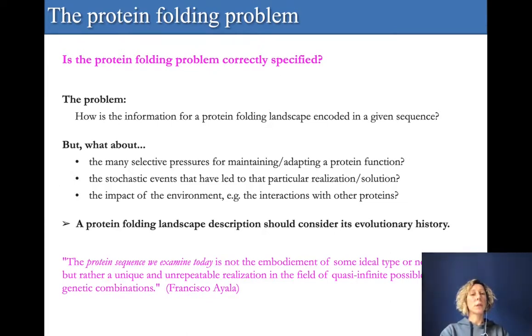So I will just finish with a citation. "The protein sequence we examine today is not the embodiment of some ideal type or norm, but rather a unique and unrepeatable realization in the field of quasi-infinite possible genetic combinations." Of course we know that not all the space of all the combinations can be explored because of physical constraints. But it's also good to remember that we are looking at a particular and somehow random realization among a set of possibilities. This is by Francisco Ayala.